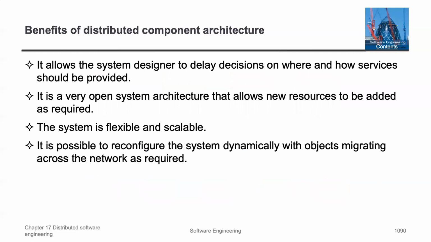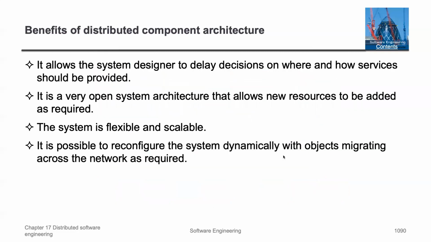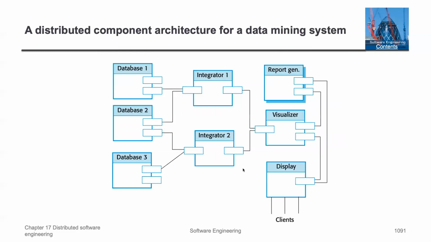So what are the benefits of distributed component architecture? It allows a system designer to delay decisions on where and how services should be provided. It's a very open system architecture that allows new resources to be added as required. The system is flexible and scalable, and it's possible to reconfigure the system dynamically with objects migrating across the network as required.